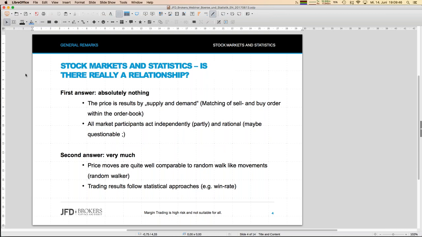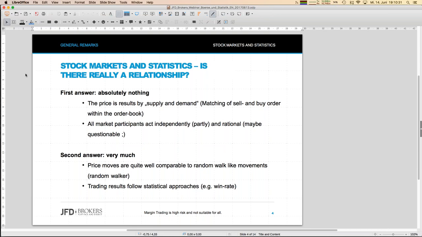And all those market participants behind, they act independently, at least in principle. Sometimes maybe not purely independent, or only partly, because a lot of people may be doing the same because of whatever reason, maybe looking to the chart and seeing a resistance line or whatever. But in principle, all the participants act independently and they act rational. Okay, you see already, if you would see me directly through a webcam, you would see me smiling, because that rationality I would question sometimes. And I'm just talking about myself.